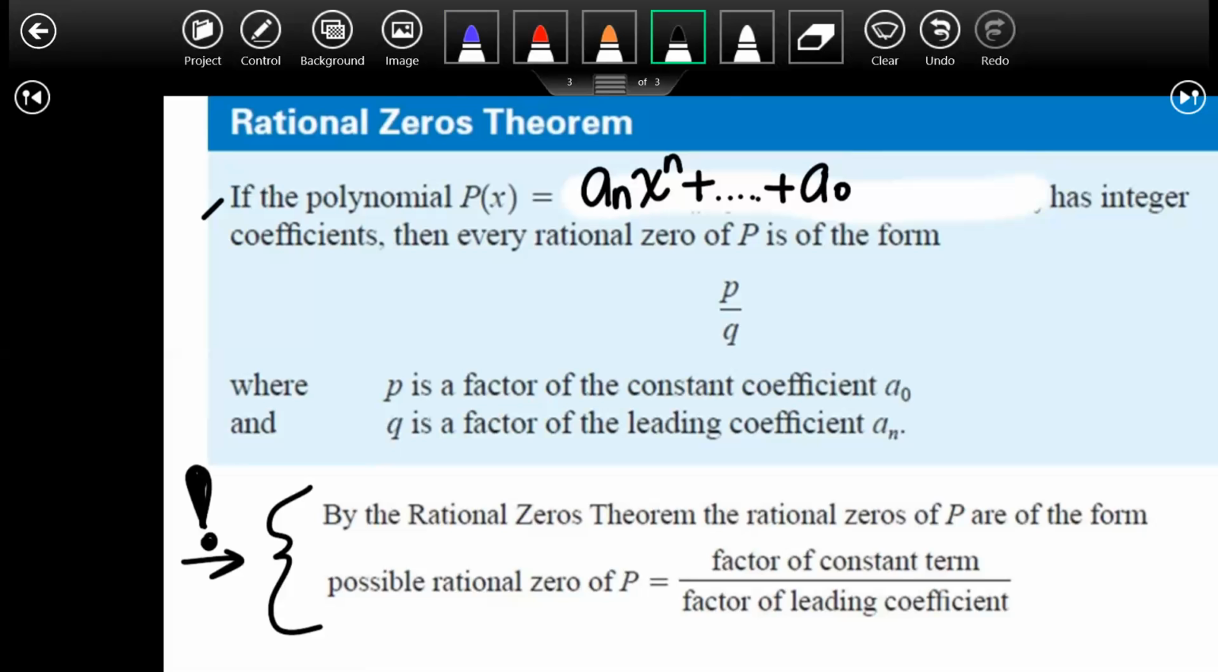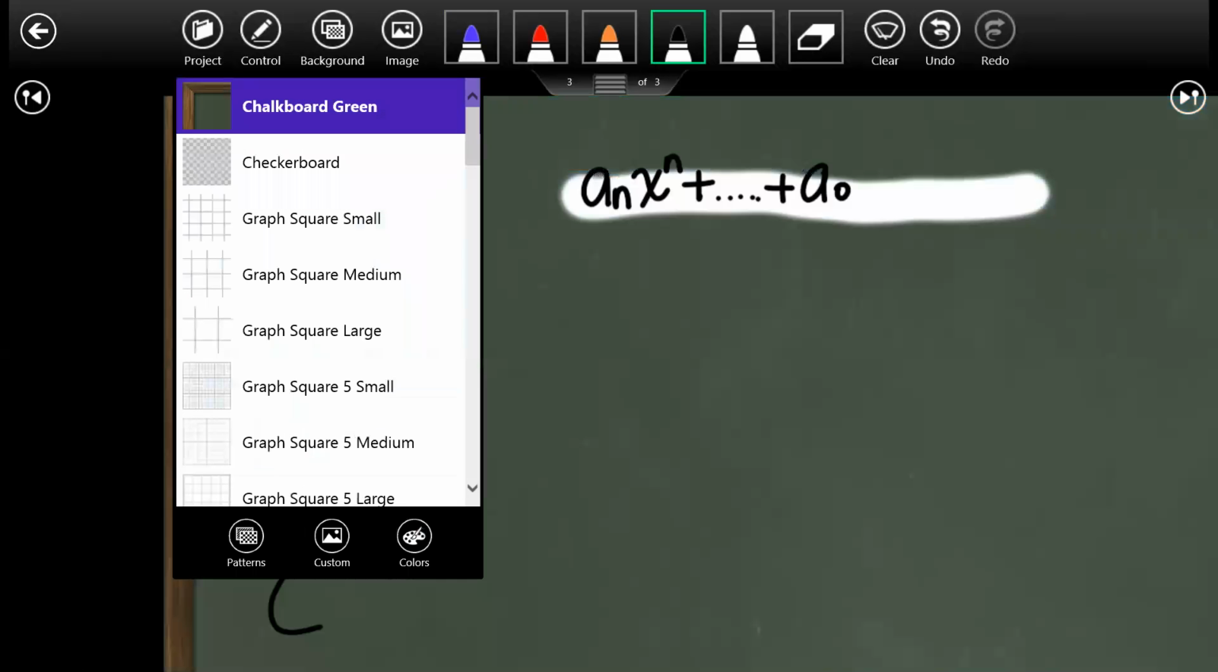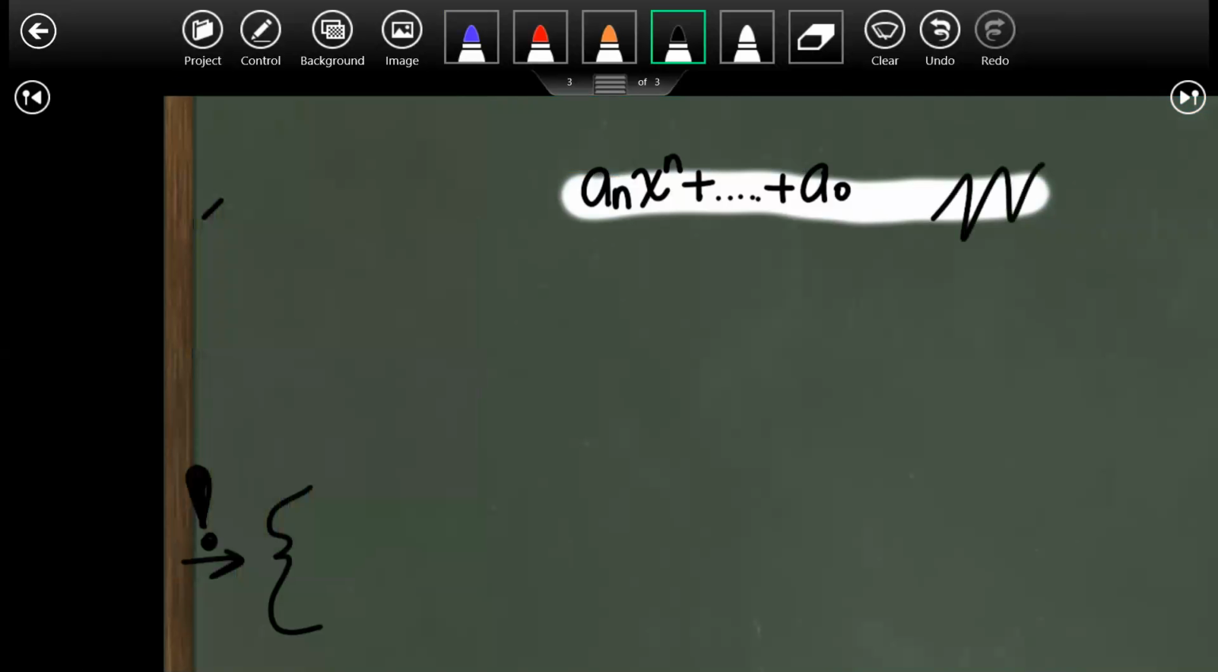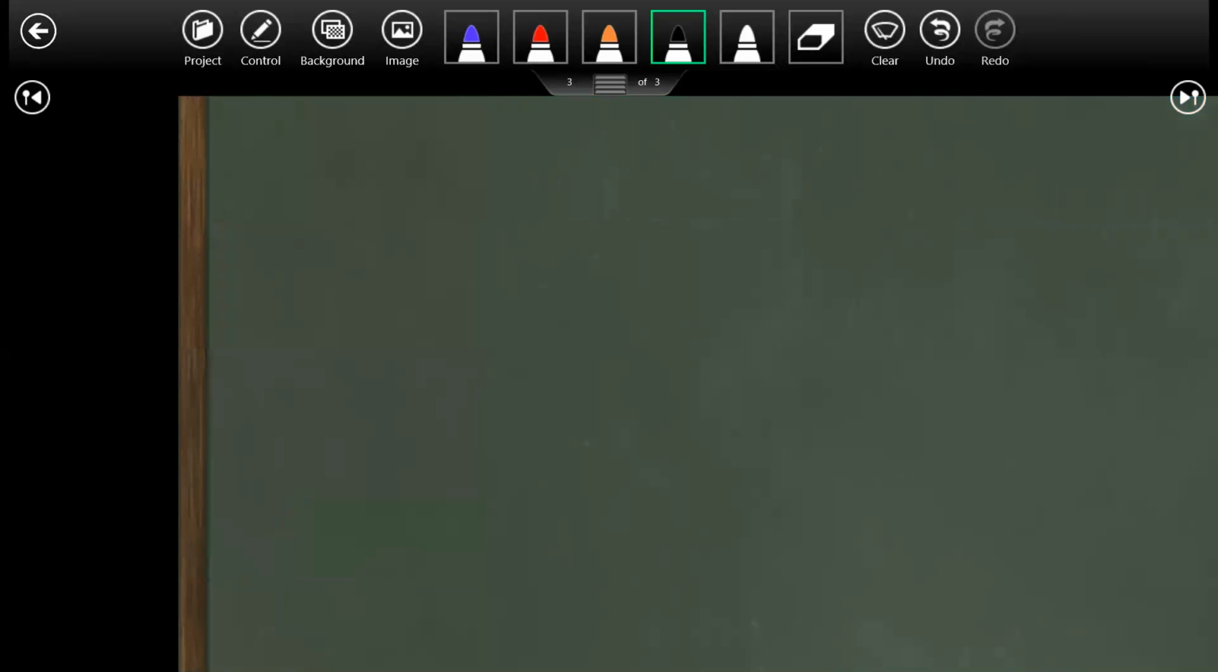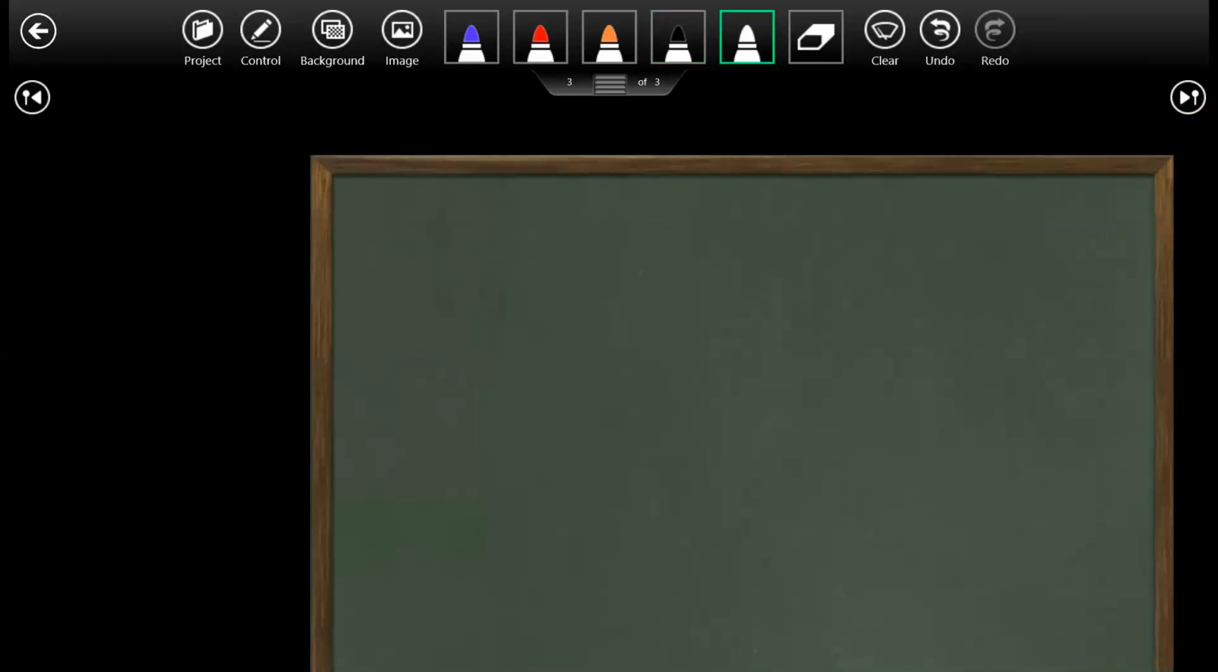Now, what we're going to get here is the following. We're going to look at rational zeros. We're going to try and find factors. What I'm going to do is clear this so you guys can follow along with this. Let's look at this idea of finding factors for our problem here.